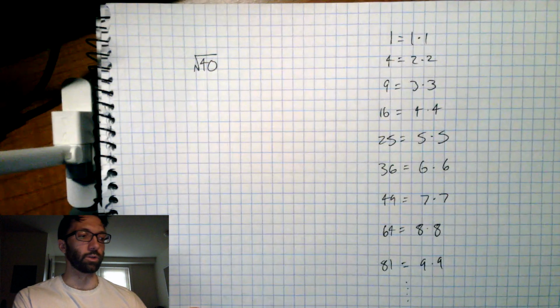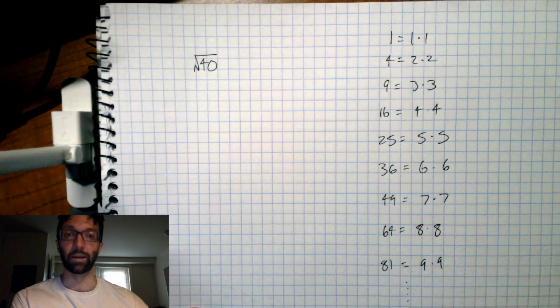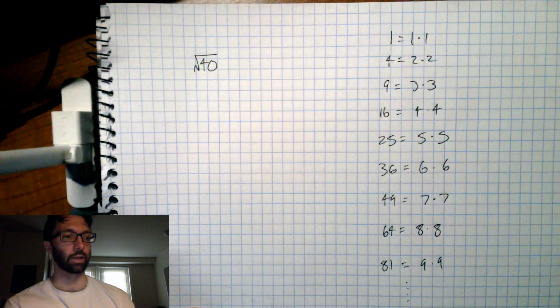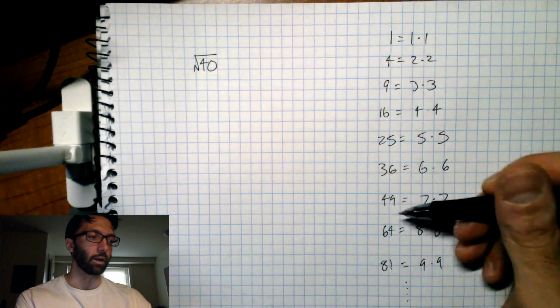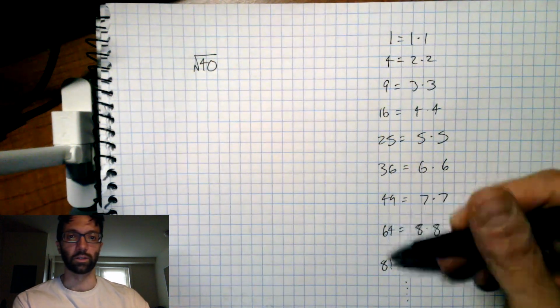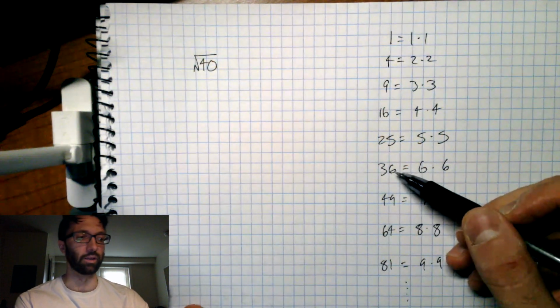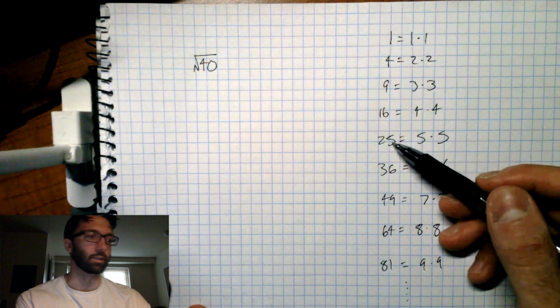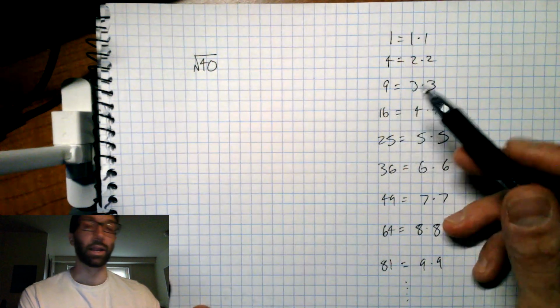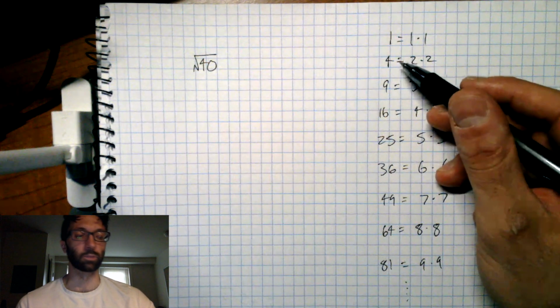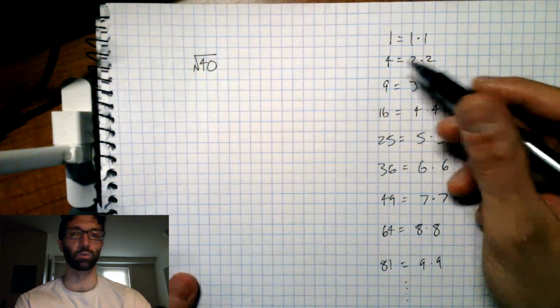So generally what you want to do is start at the bottom of your list and then work your way up until you find the first one that goes in evenly. So these are already larger than 40, so we don't even need to look at those. 36 doesn't go into 40 evenly, 25 doesn't, 16 doesn't, 9 doesn't, so it turns out that 4 is the largest perfect square that goes into 40 evenly.